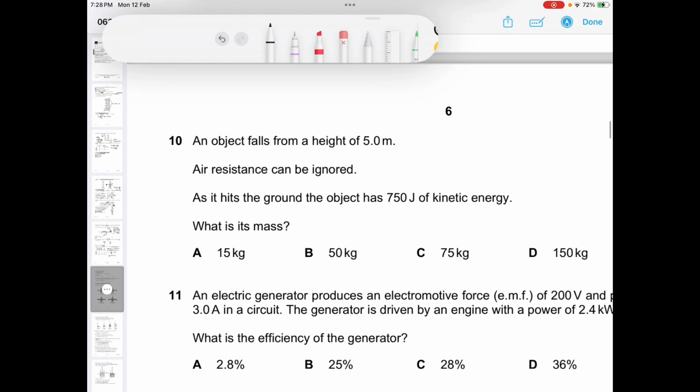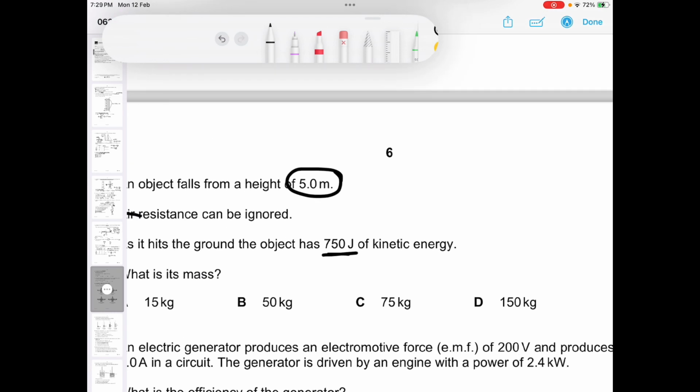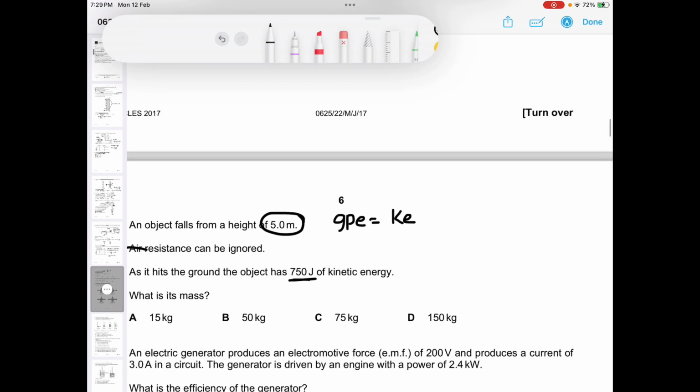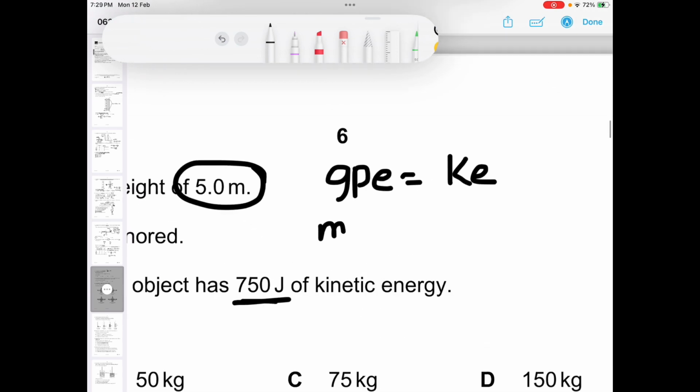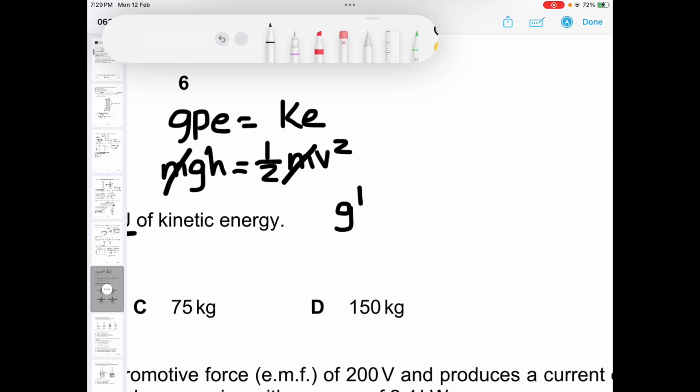Next. An object falls from a height of 5 meters. Air resistance can be ignored. As it hits the ground, the object has 750 joules of kinetic energy. What is its mass? Okay, this one is a trick. GPE up is equal to the kinetic energy down. So mgh equals half mv squared, and we can cancel out the m's. So gh is equal to half v squared.